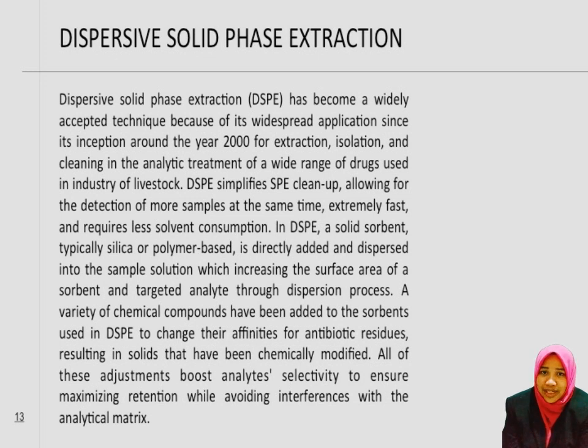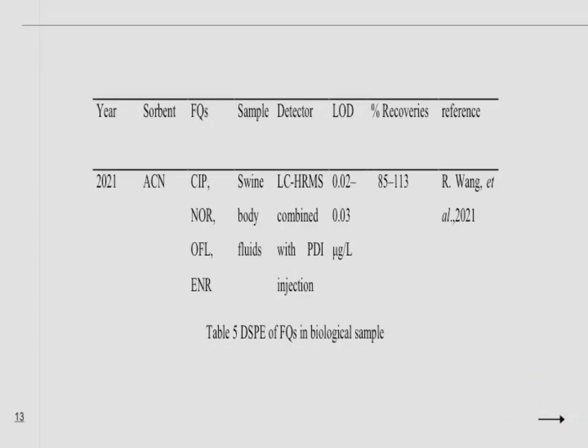A variety of chemical compounds have been added to the sorbent used in the SPE to change their affinities for antibiotics residues, resulting in solids that have been chemically modified. All of these adjustments boost analyte selectivity to maximize retention while avoiding interference with the analytical matrix. Table 5 shows dispersive solid phase extraction of fluoroquinolones in biological samples.